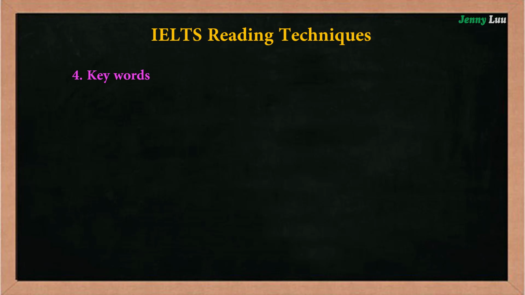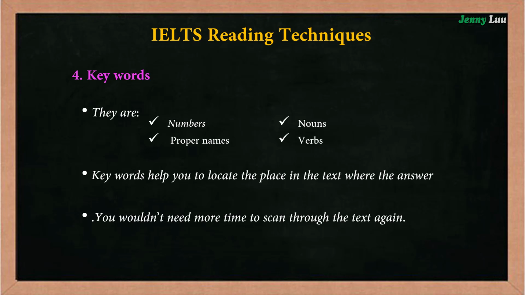Keywords. What are keywords? They are numbers, proper names, main nouns, and main verbs in the sentence. Keywords help you to locate the place in the text where the answer is. You wouldn't need more time to scan through the text again.